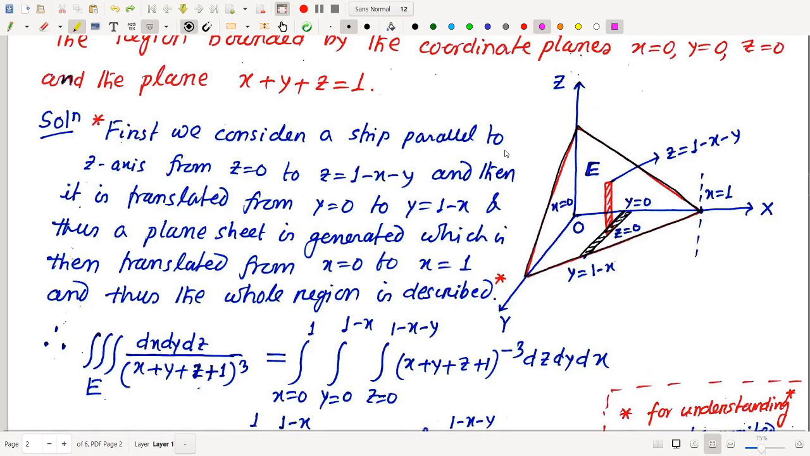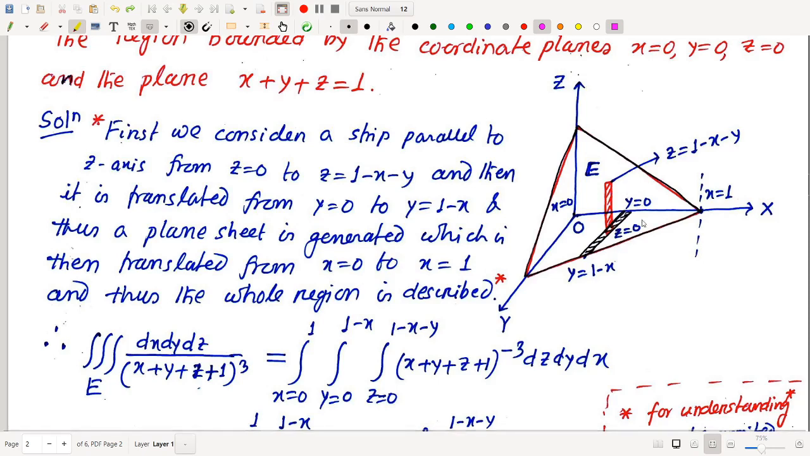So first we consider a strip parallel to the z-axis from z equal to 0 to z equal to 1 minus x minus y. See this red strip. The strip, vertical, parallel to the z-axis, starts from the xy plane, z equal to 0, and goes up to what? The oblique plane x plus y plus z equal to 1. So here z equal to 1 minus x minus y. That's why z varies from 0 to 1 minus x minus y.